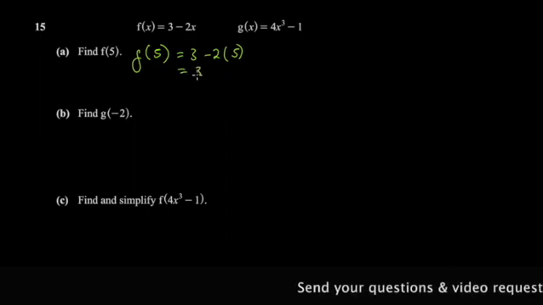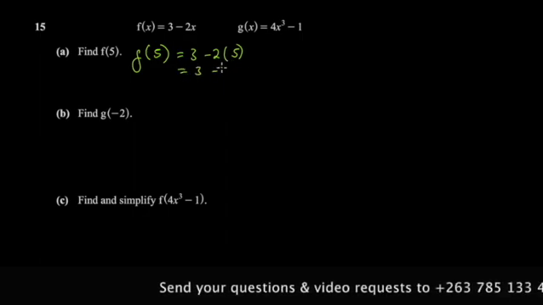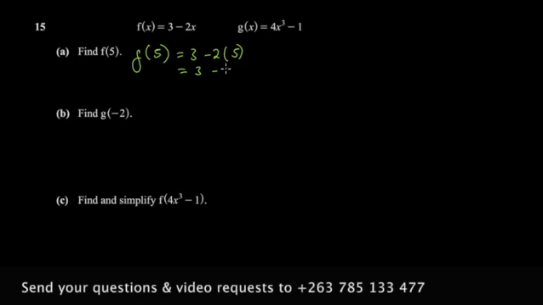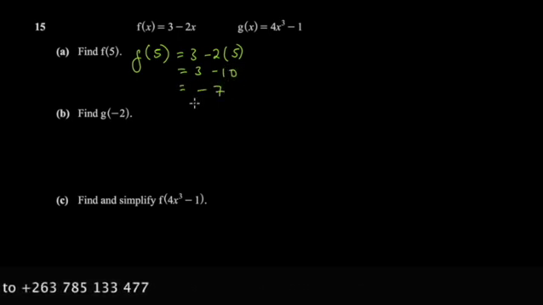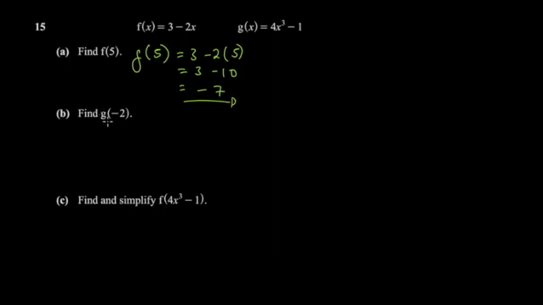Okay, so you get 3 minus, then this 2 times 5, you get 10. So 3 minus 10, you simply get -7 here. This one is what you'd get. And then for this one, you are asked to find g of -2. Notice that where you have x, that's where they've put -2. That simply means put -2 on x.